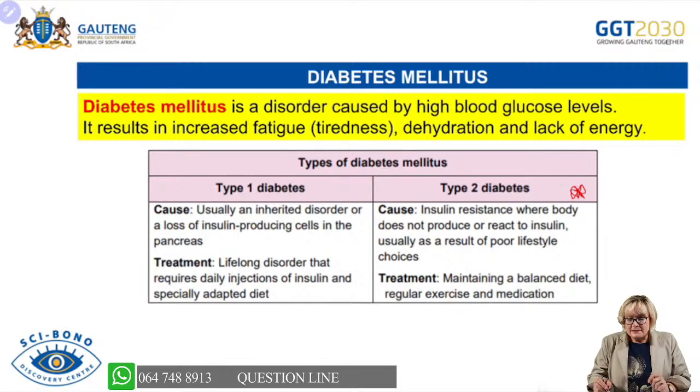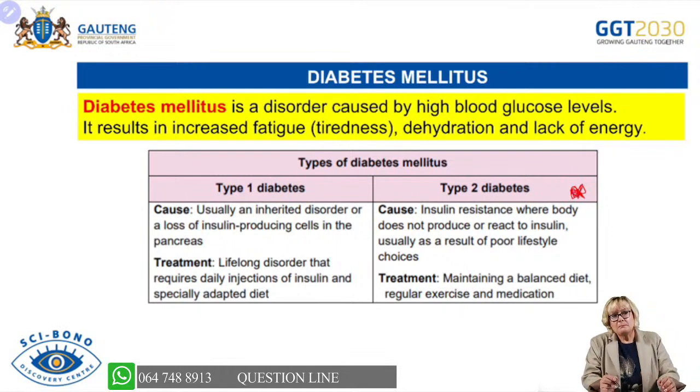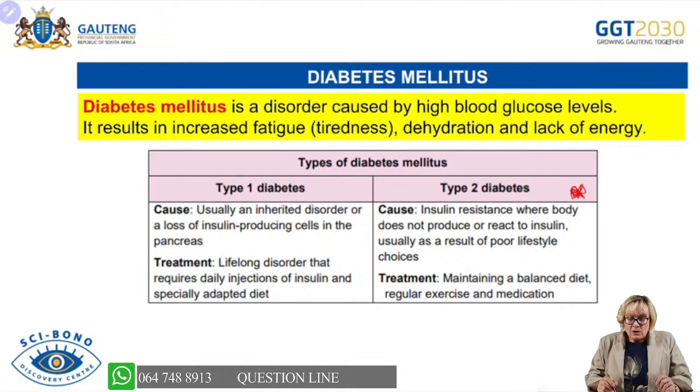Now, type 2 diabetes, like I said, many more people actually have this disorder. How is it caused, or what is causing it? Insulin resistance. So you will hear people say, but I'm insulin resistant. If somebody tells you that, then you must know that person actually has type 2 diabetes, where the body does not produce or react to insulin. So that's important. It doesn't react to insulin, usually as a result of a poor lifestyle choice. All right, we will look into that just now.